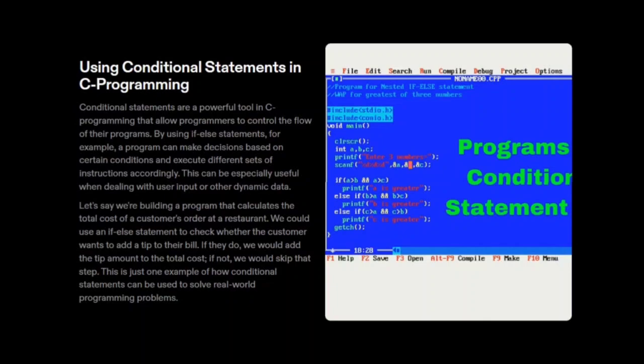Let's say we are building a program that calculates the total cost of a customer's order at a restaurant. We could use an if else statement to check whether the customer wants to add a tip to their bill. If they do, we would add the tip amount to the total cost. If not, we would skip that step. This is just one example of how conditional statements can be used to solve real world programming problems.